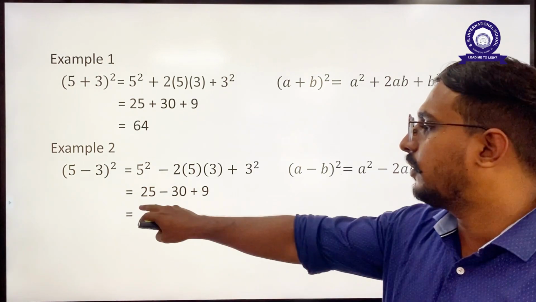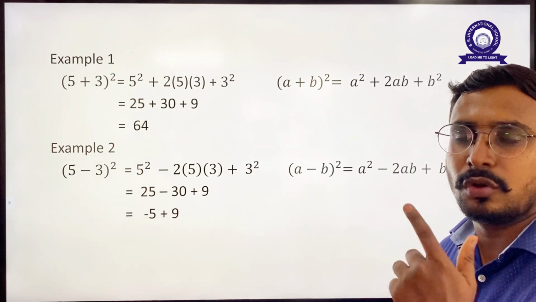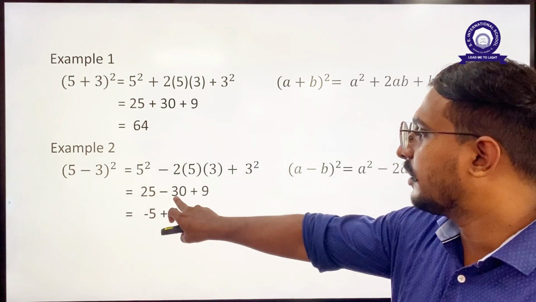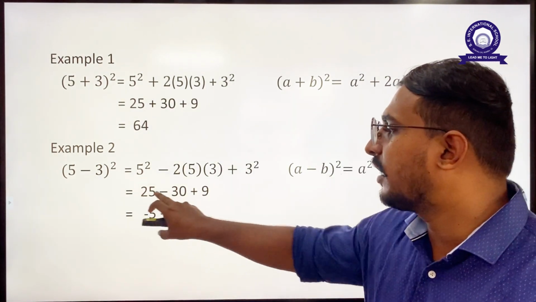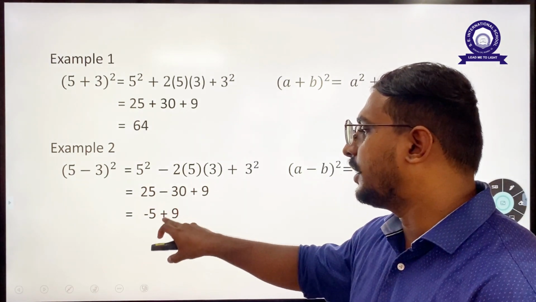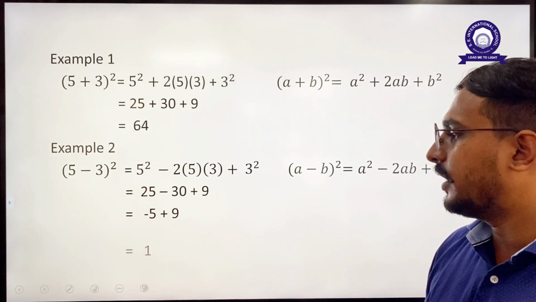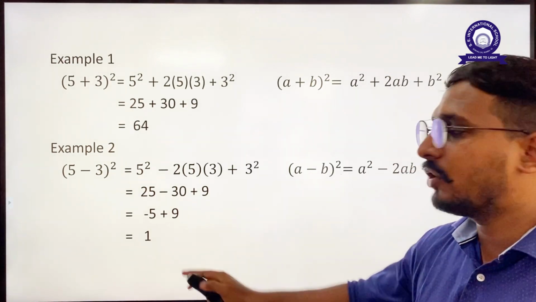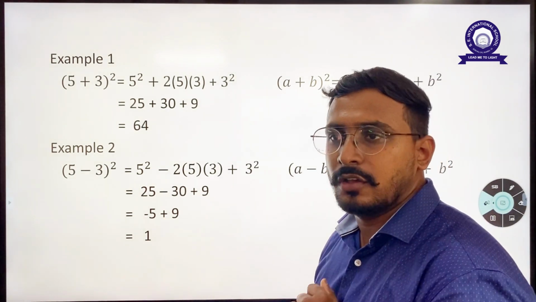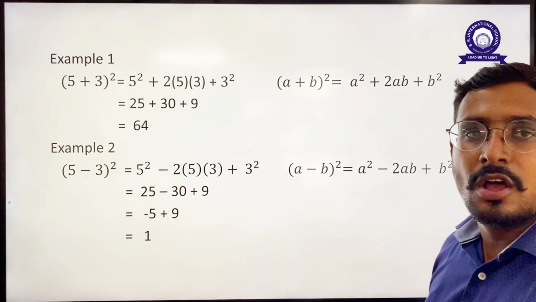Students, if you have any number with no sign, it has a plus sign, and you can see the second number has a minus sign. So plus minus is minus. The bigger number is 30, so you can write it as minus 5 and plus 9. Moving forward, you will get the answer 1. Why 1? Because we take the sign of the greater number, which is plus, that's why the answer is plus 1. So this was for (a plus b) the whole square and (a minus b) the whole square.